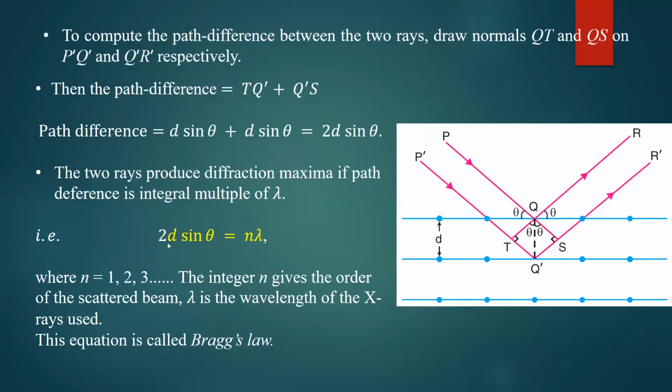Bragg's law is given by 2d sin theta equal to n lambda, where d is the distance between crystal planes or the distance between the atoms. Theta is the glancing angle of the incident X-ray. n is an integer, it can take 1, 2, 3, etc. First order diffraction, second order diffraction, like that. Lambda is the wavelength of X-ray used. So that is about Bragg's law.